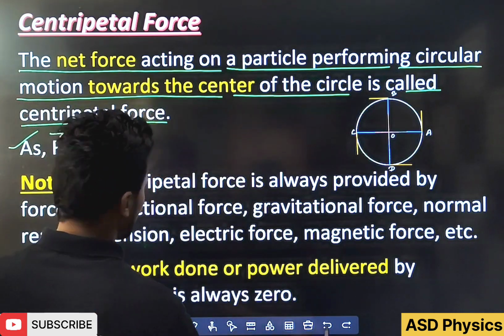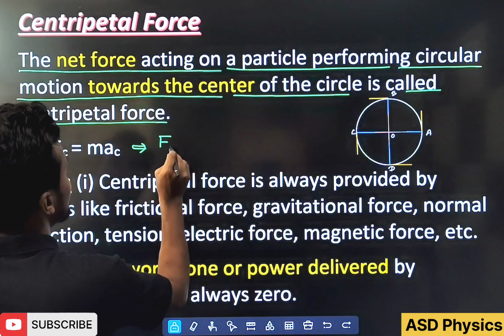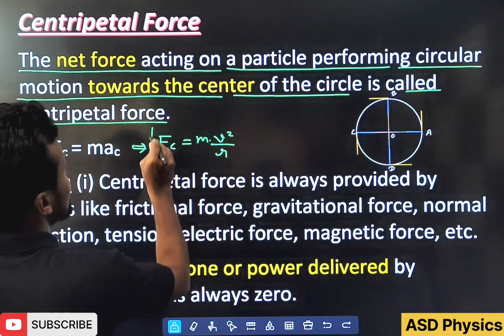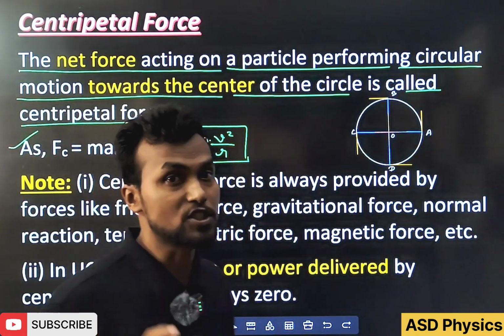Anyhow, Fc equal to m ac we have written, so vector is not required here, so we can write Fc equal to m. And what is the centripetal acceleration formula? V square by r. So what is the centripetal force here? mv square by r.